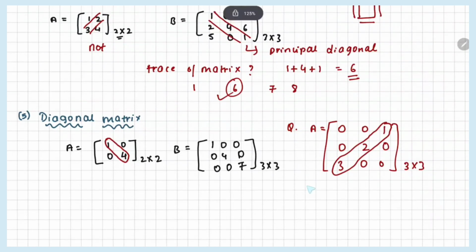Of course not. It is not a diagonal matrix. Maybe the other elements are 0, but what I told you is that the diagonal should start from the left. Here the diagonal is from the right, so it is not a diagonal matrix, though it has zeros. Okay, so let us go to the sixth matrix, that is the scalar matrix.